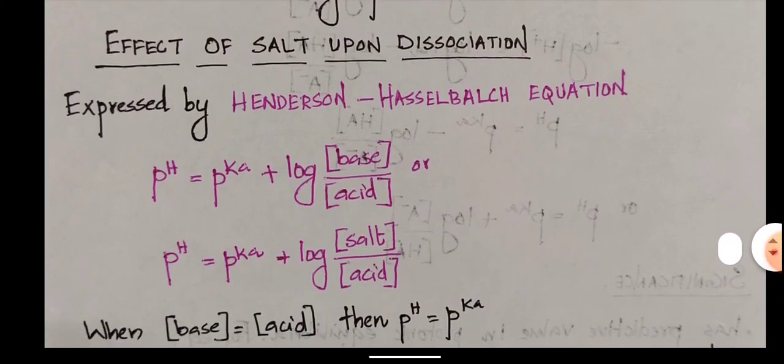Next, about the effect of salt upon dissociation. It is expressed using the Henderson-Hasselbalch equation. It is given as pH is equal to pKa plus log of base by acid, or pH is equal to pKa plus log of salt by acid. Here, when the concentrations of base and acid are equal, the pH is the same as the pKa. So just remember the Henderson-Hasselbalch equation: pH is equal to pKa plus log of base by acid.